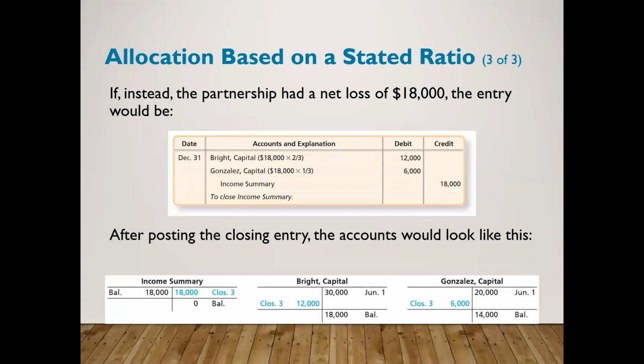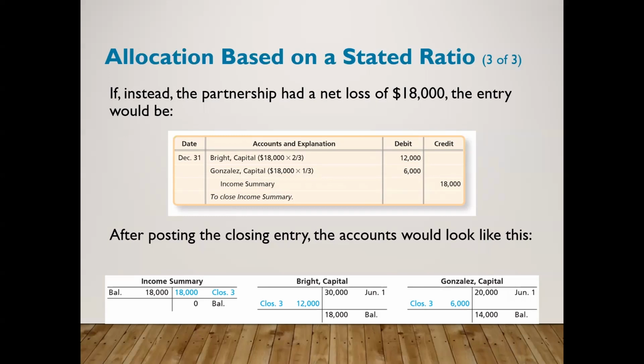If instead the partnership had a net loss of $18,000, the income summary account would have a debit balance of $18,000 prior to closing it. In that case, the partners' capital accounts would be reduced by their percentage of the loss. Using the ratios from previous slides, the allocation would be $18,000 times 2/3, which will give you $12,000.